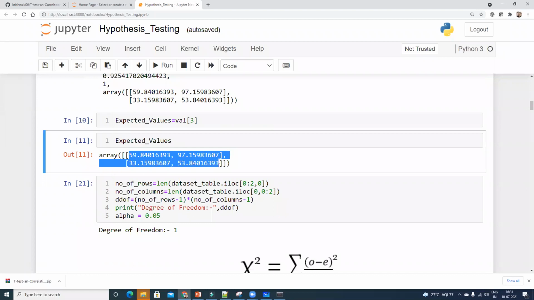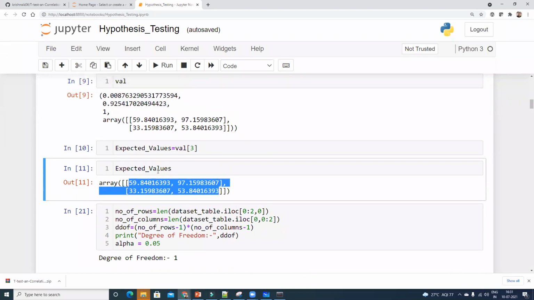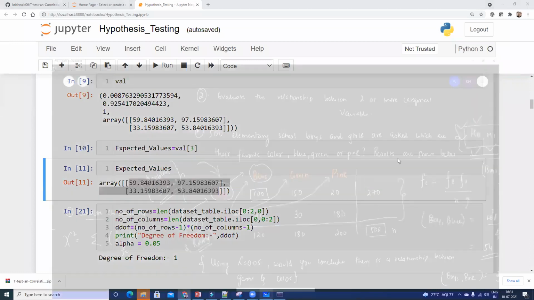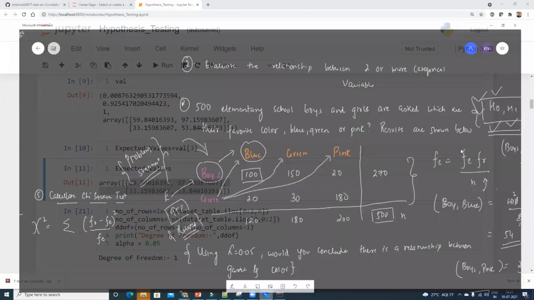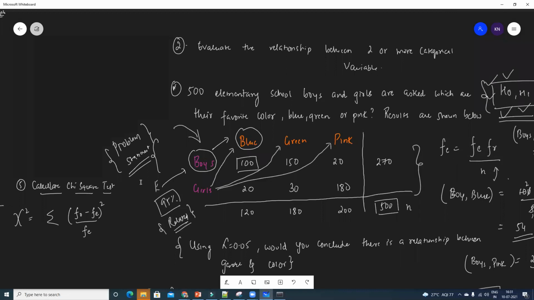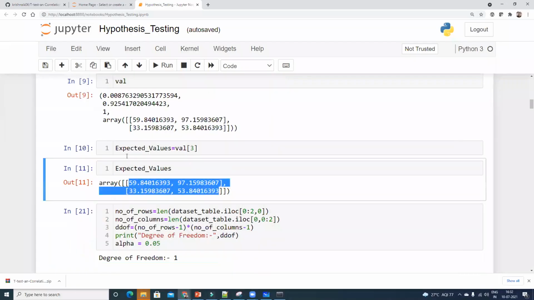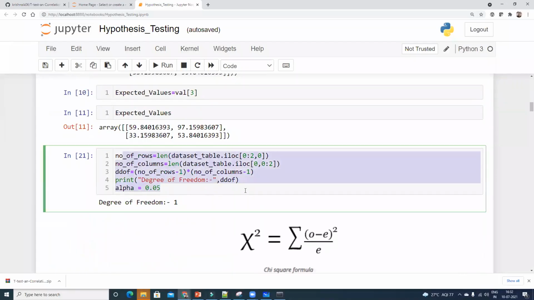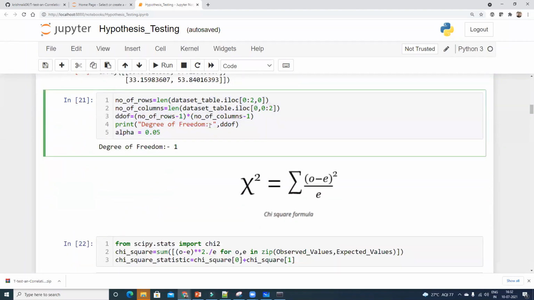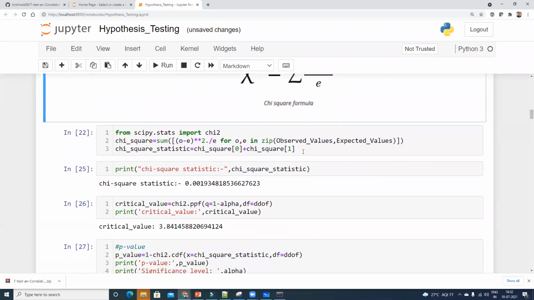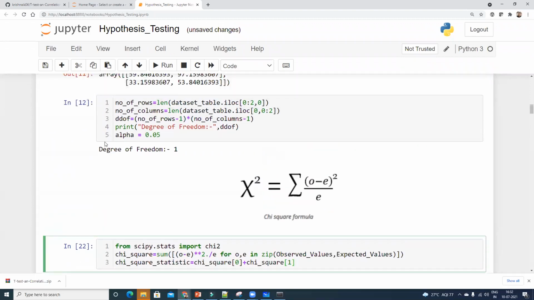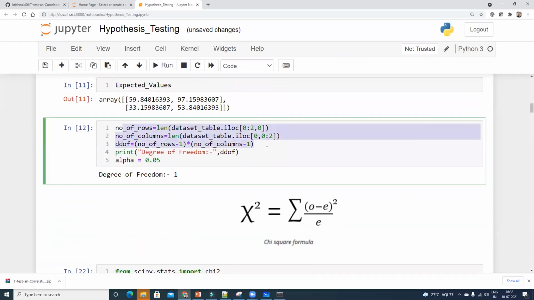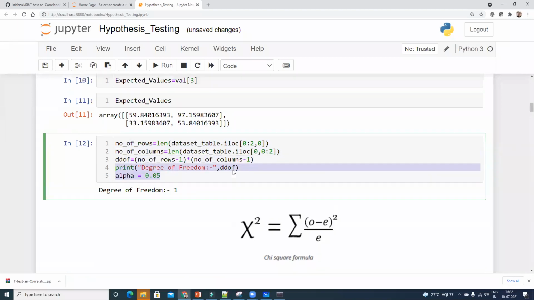Yes or no? How do we calculate expected values? You apply the formula, the expected values formula, right? Very simple. Then you have the number of rows, number of columns, all this formula, you apply it and you apply the chi-square test directly. So this is your initialized values with all the things. Degree of freedom is calculated. Then this is your alpha value.